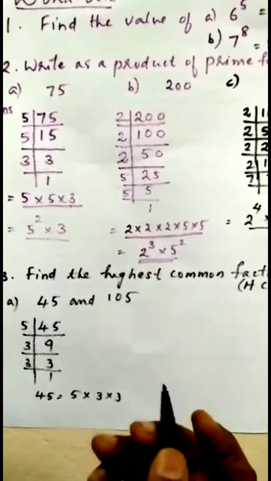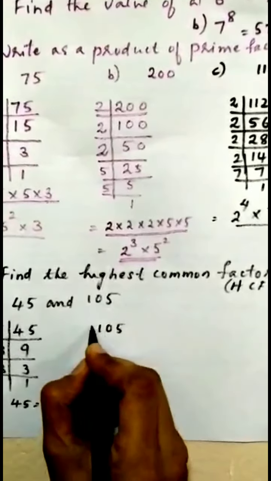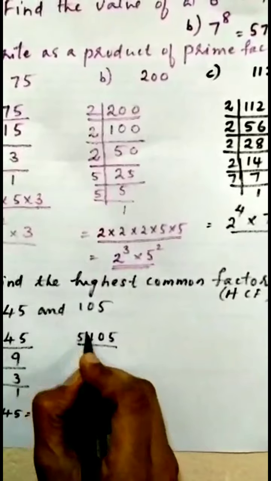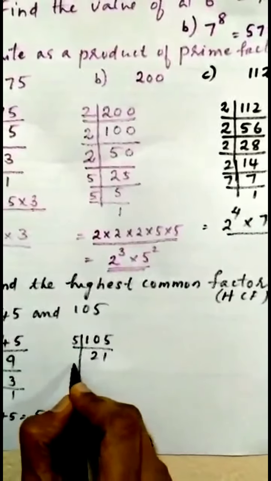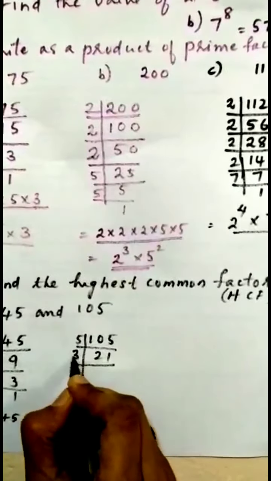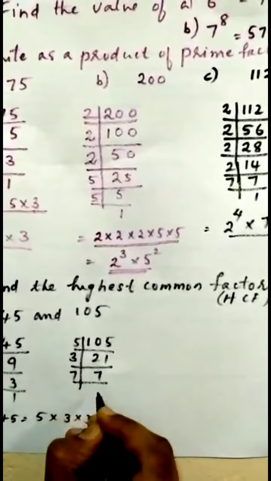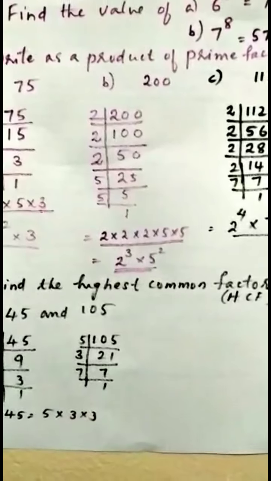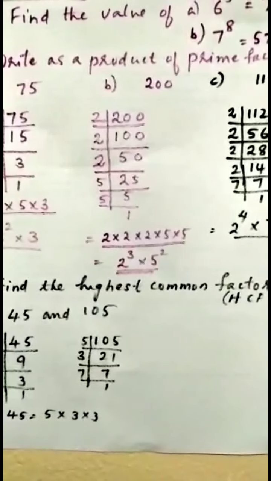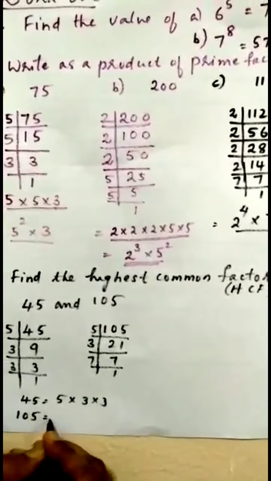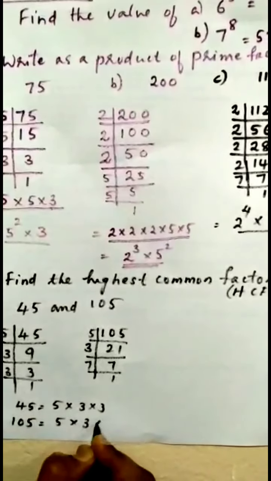The next number you have to do is 105. Also separately do the factors. By 5 I did, 21. 21 by 3, 21 is a multiple of 3, gives 7. 7 is a prime number. 1 is the remainder. So 105 also you write 5 into 3 into 7.